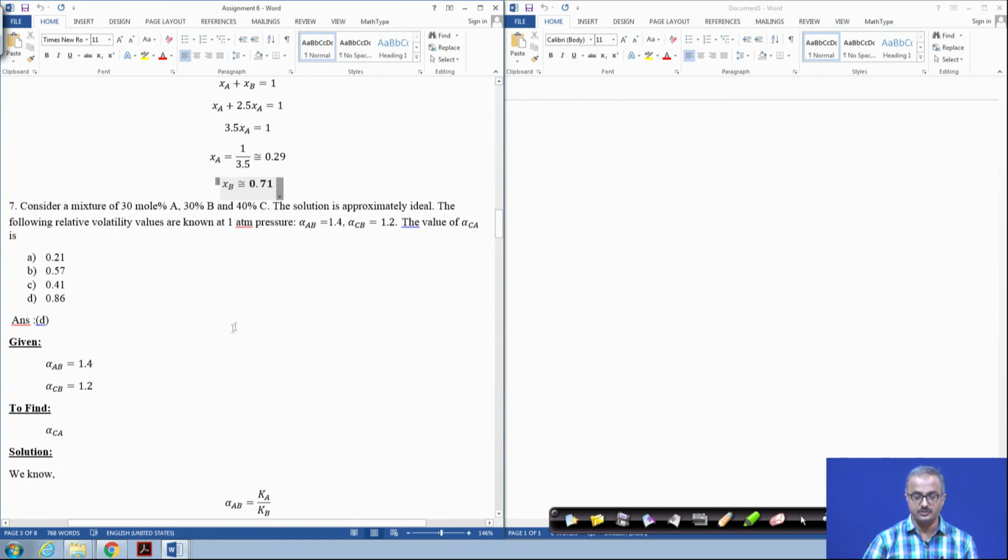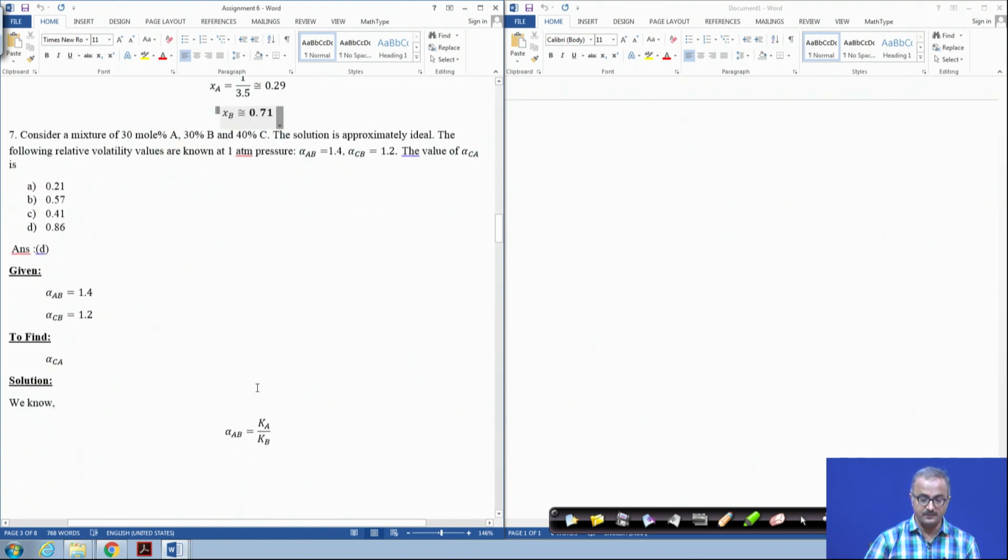Next question also pertains to the relative volatility. In this case, three components were given, A, B and C, and you were given the relative volatilities for two pairs, the AB pair and the CB pair, and you were asked to find the relative volatility for the third pair, that is AC or CA. Okay, so it is CA.